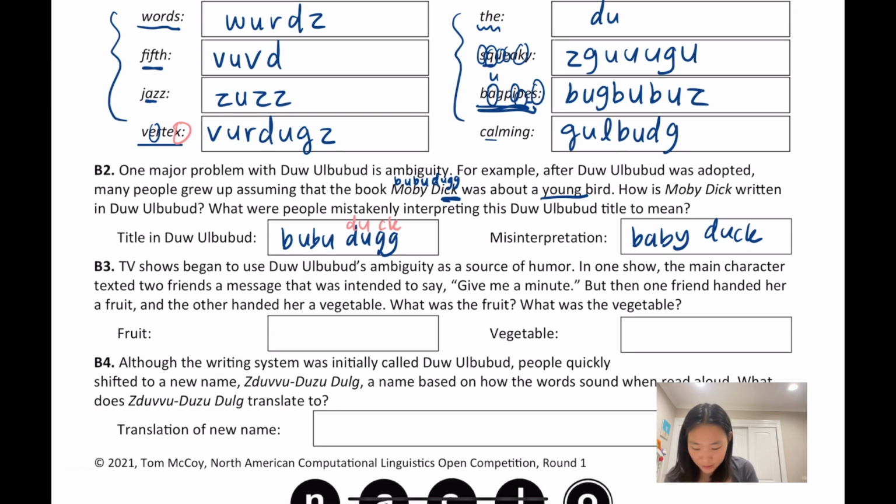For B3, it says TV shows began to use this new alphabet's ambiguity as a source of humor. In one show, the main character texted 2 friends a message that was intended to say, "Give me a minute." But one person gave her a fruit, and the other handed her a vegetable. And so it's asking what was the fruit and what was the vegetable, right? So to figure out what this was misinterpreted as, "give me a" has probably not changed. The only thing that changed is the word minute.